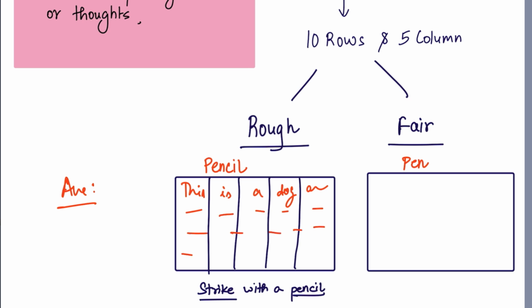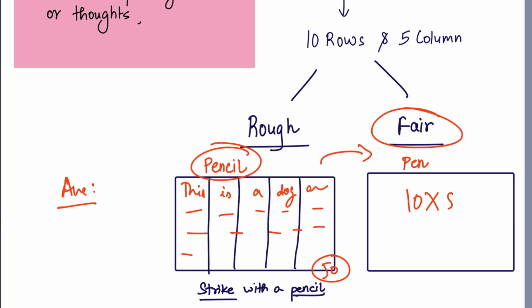After you have filled in 50 words, make sure to write it with a pencil. Alright. Then you have to write a fair draft with a pen. Again, this should be 10x5. And strike it with a pencil. The rough draft. Alright.